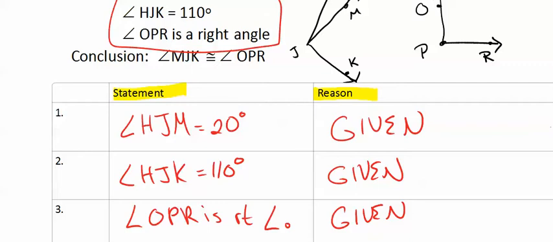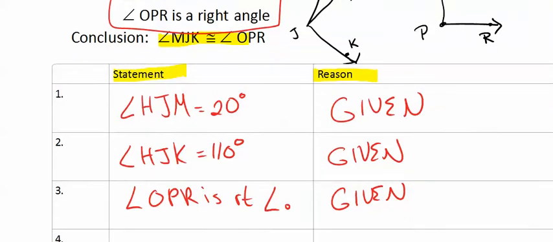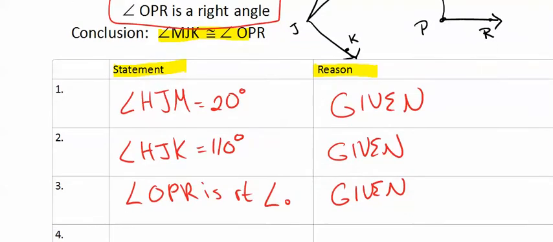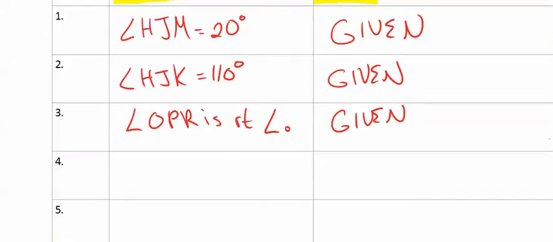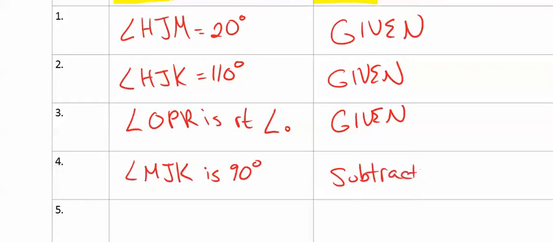Now that we have our givens out of the way, we can think about how we are going to get to the conclusion. The conclusion being angle MJK is congruent to angle OPR. And if we think about what happens if we use subtraction, we can get angle MJK to be 90 degrees. And again, the reason is just because of the subtraction property.